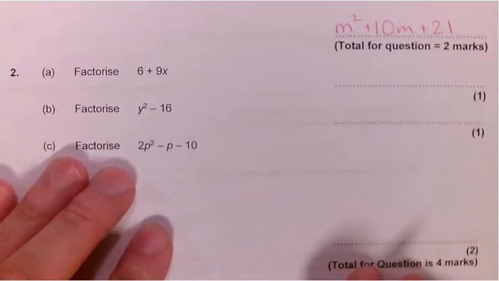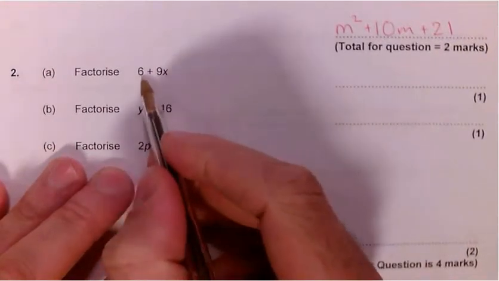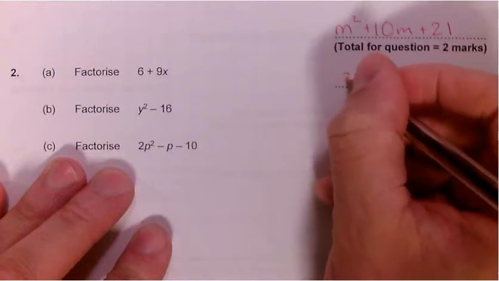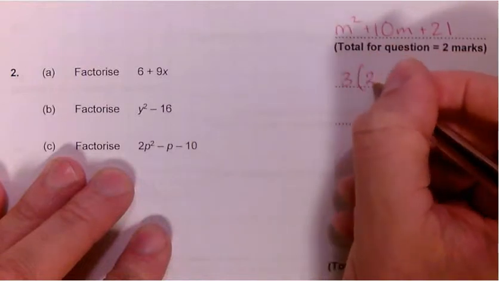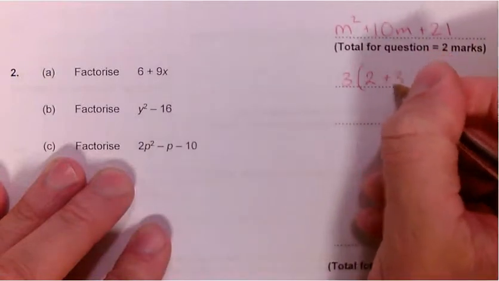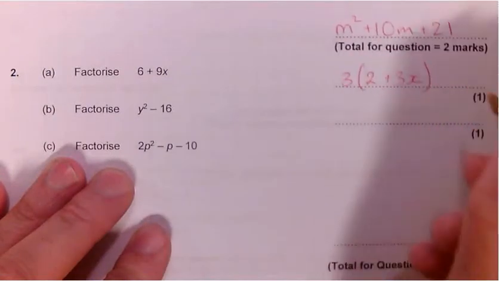Question 2. Factorise. So I'm looking at what's in common here. 3 is in common, that's the highest number that's in common to both, so 3 outside the brackets. 3 times 2 gives you 6. 3 multiplied by 3x would give you 9x. So that's the mark there.